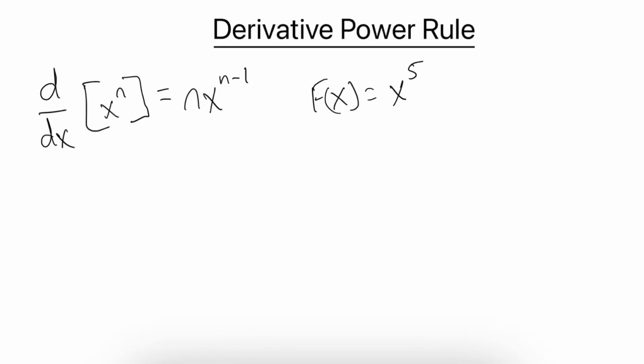Today we'll be going over the derivative power rule. The power rule formula states that d over dx, x to the power of n, equals n times x to the power of n minus 1.